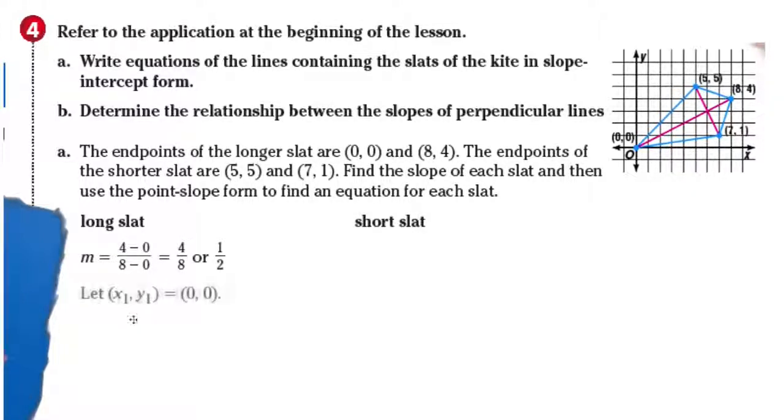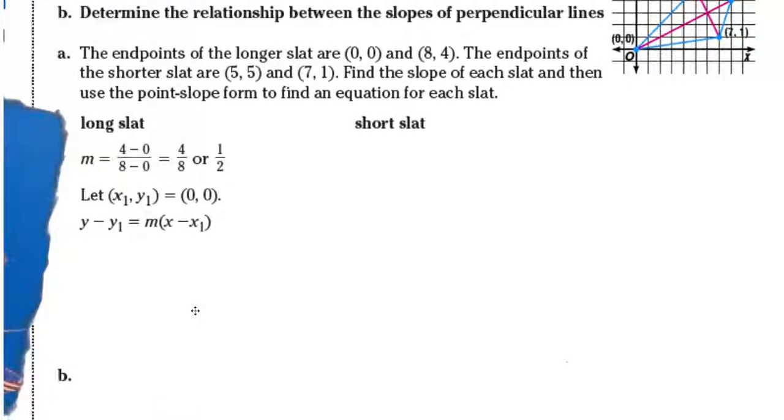Representing x sub 1 and y sub 1 as 0, 0, if we use the origin and use the point-slope form to find the equation of a line, then we can determine that y equals 1/2 x. So knowing that y equals 1/2 x tells us that the slope is equal to 1/2.